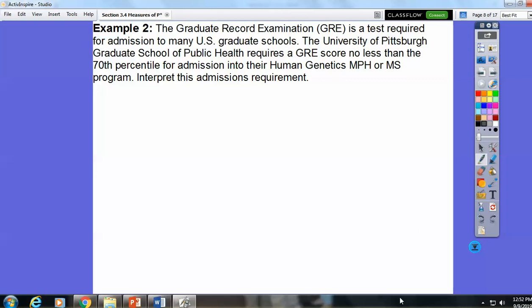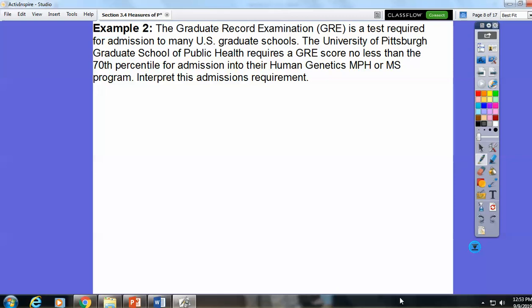The Graduate Record Examination, GRE, if you're going to go to grad school, you get to take this test, is a test required for admission to many U.S. graduate schools. The University of Pittsburgh Graduate School of Public Health requires a GRE score no less than the 70th percentile for admission into their human genetics MPH or MS program. Interpret this admissions requirement. So what does it mean when it says the 70th percentile?